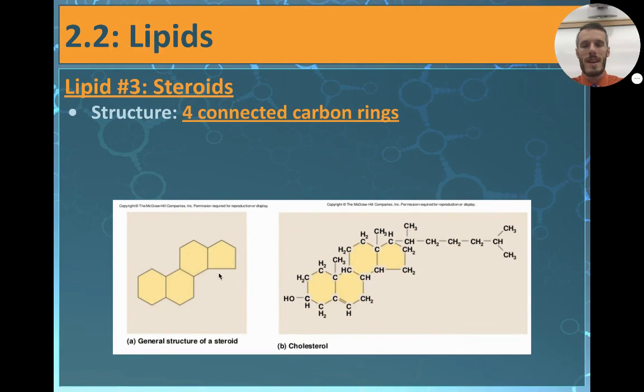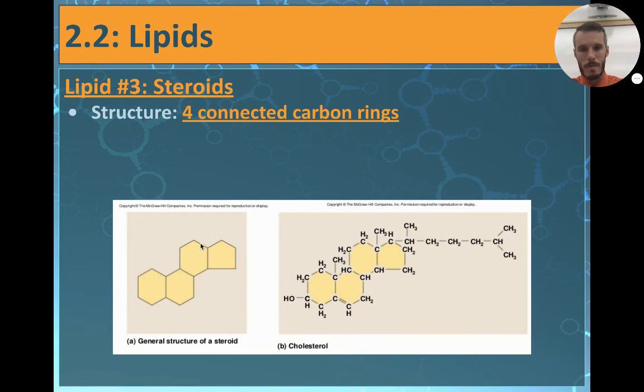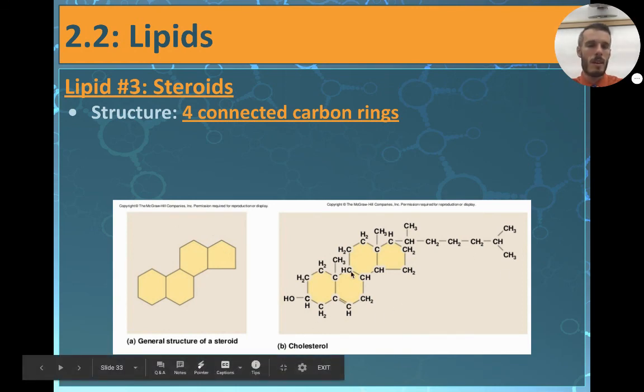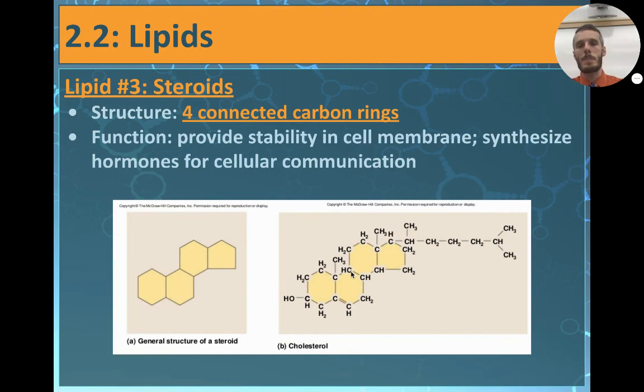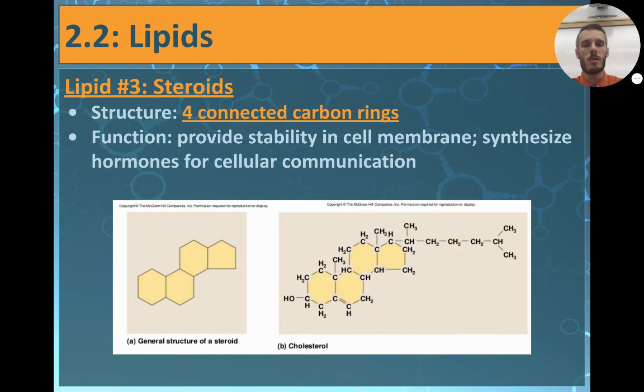All right, so this is the basic structure of a steroid, and steroids can have different units that are bonded to different carbons that make up the rings. Okay, so our example that we have here is cholesterol, which is a steroid. Okay, so again, these are nonpolar. They provide stability in the cell membrane, but they can also be used as hormones for communication between cells.